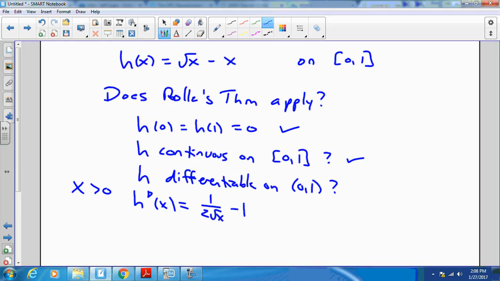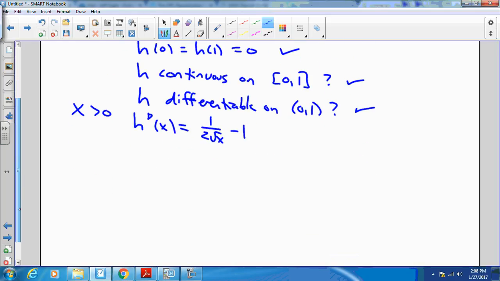But guess what? I only require differentiability on the open interval 0 to 1. I do not need differentiability at x equals 0. It's okay for me to have a vertical tangent at x equals 0. So therefore, this condition is just barely met.